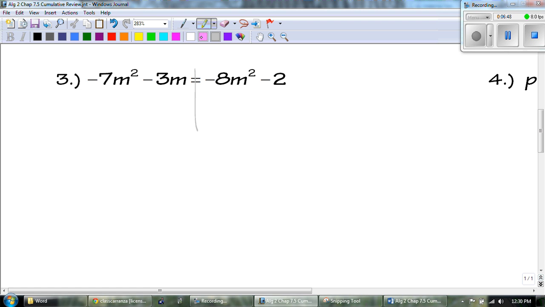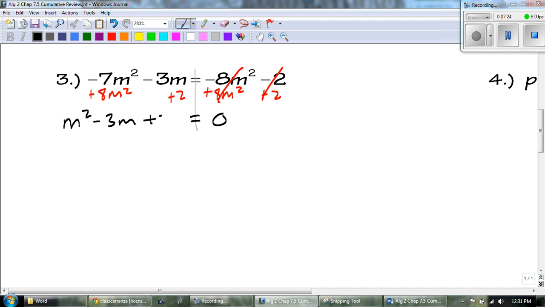So, both of these are negative. Yucky. So when both of them are negative, I'm going to move the smaller one. Okay, so that's going to be the negative 8m squared. So when I add it to the other side, it'll turn to a positive. And then we need to add the 2. Everything on the right cancels, and we get 0. So negative 7 plus 8 is a positive m squared minus 3m plus 2 equals 0.